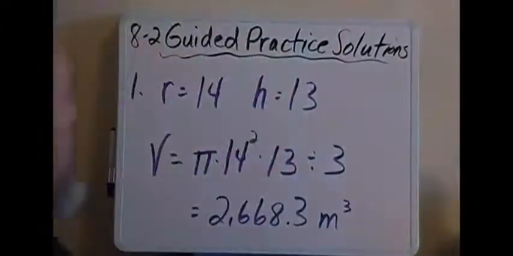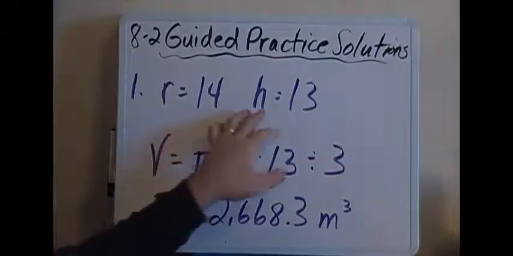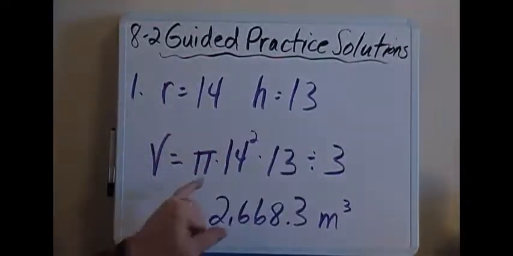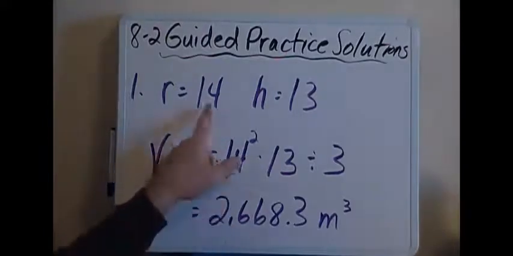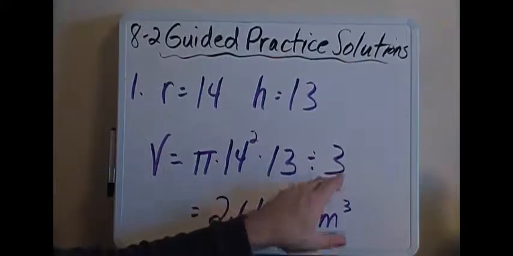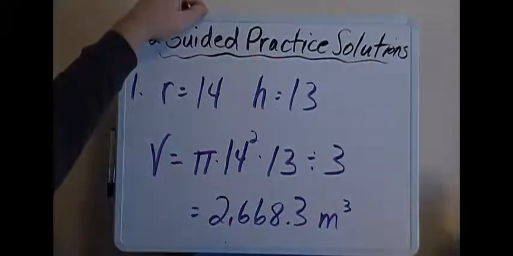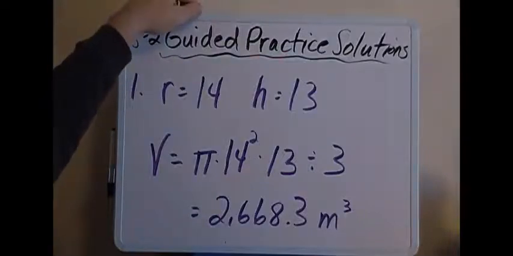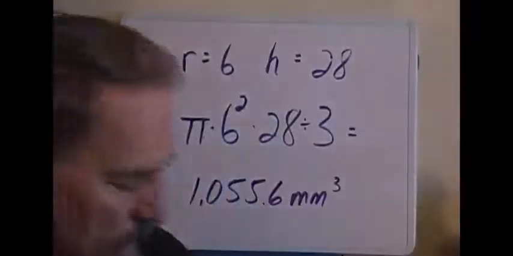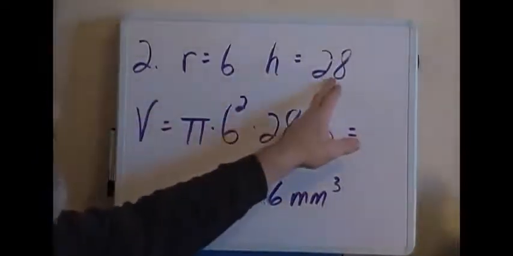Okay, here are the solutions to 8-2 guided practice. In problem number 1, we have a radius of 14 and a height of 13. The volume, therefore, would be pi times 14 squared, the radius, times 13, the height, divided by 3. Because it is a cone, we're dividing by 3. The answer is 2,668.3 cubic meters.